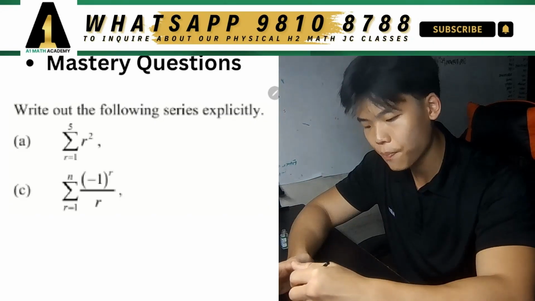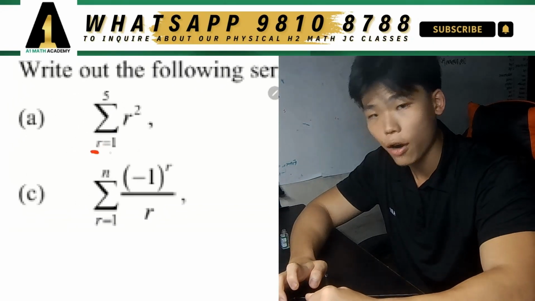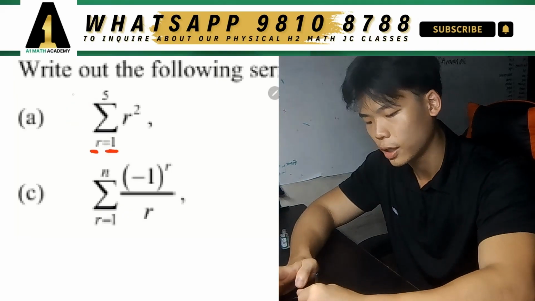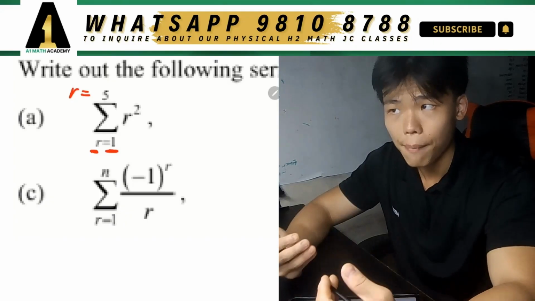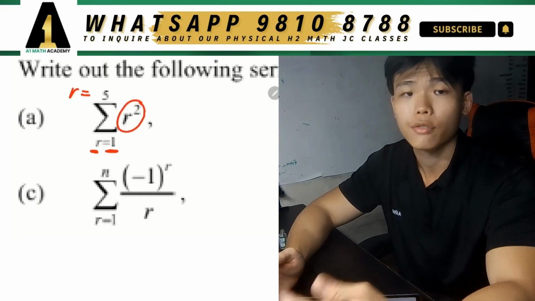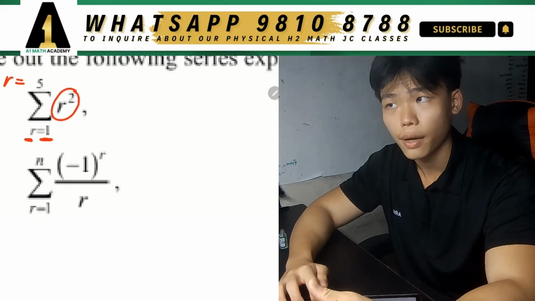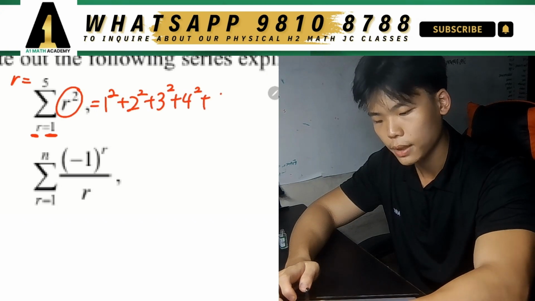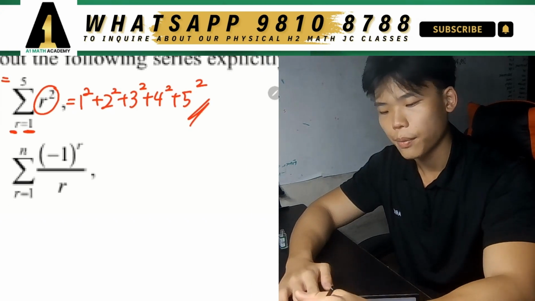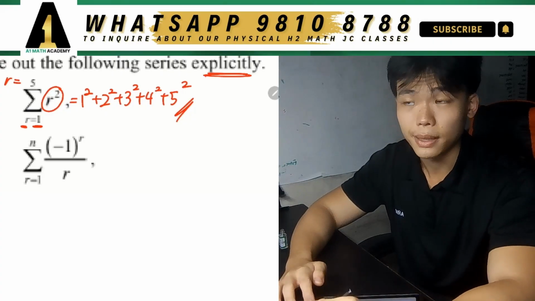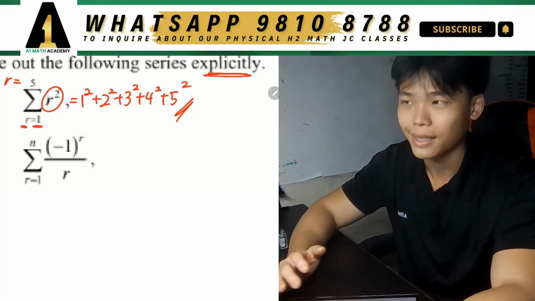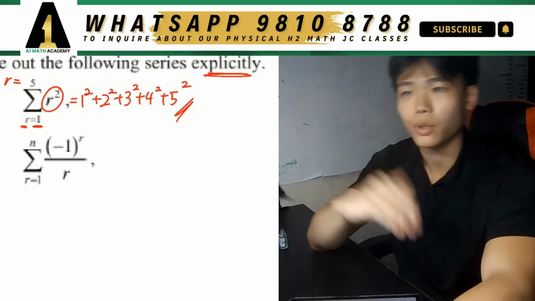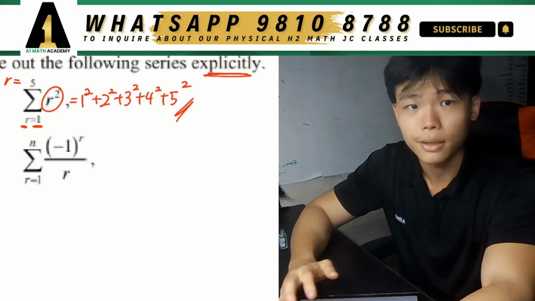Looking at the first one, this is starting from the value of r equals 1, and we are going up all the way until r equals 5. So we are summing up the general term, which is r squared, from r equals 1 all the way until r equals 5. This will mean that we are taking 1 squared plus 2 squared plus 3 squared plus 4 squared plus 5 squared, and that's the answer here, because they want us to write out the series explicitly. They are not asking us to find the sum. They're asking us to find the series, inclusive of all the plus signs explicitly. So we are just supposed to figure out what the members of the series are.